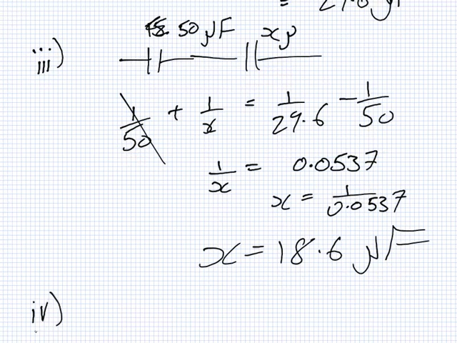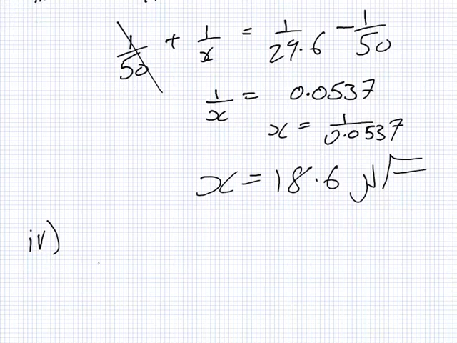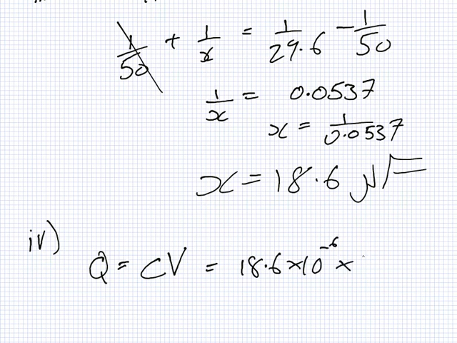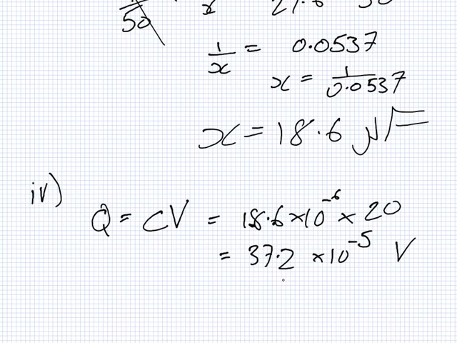Determine the charge stored on the series combination when the potential difference of the source is 20 volts. So boring. Q equals CV. Do we know C? Do we know V? What's the V, did you say, Kelvin? 20. 18.6 times 2, 18 and 18 is 36, 37.2 times 10 to the minus 5. Is that right? 3.72 microcoulombs. No, not 5, 4.